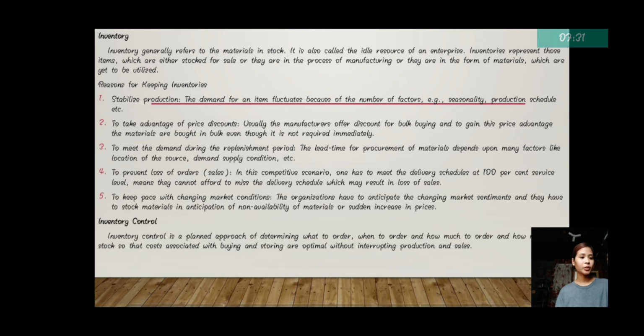Then inventory. So inventory generally refers to the materials in stock. It is also called the idle resources of an enterprise. Inventories represent those items which are either stock for sale, or they are in the process of manufacturing, or they are in the form of materials which are yet to be utilized. So reasons for keeping inventories: first, stabilized production, meaning the demand for an item fluctuates because of a number of factors.